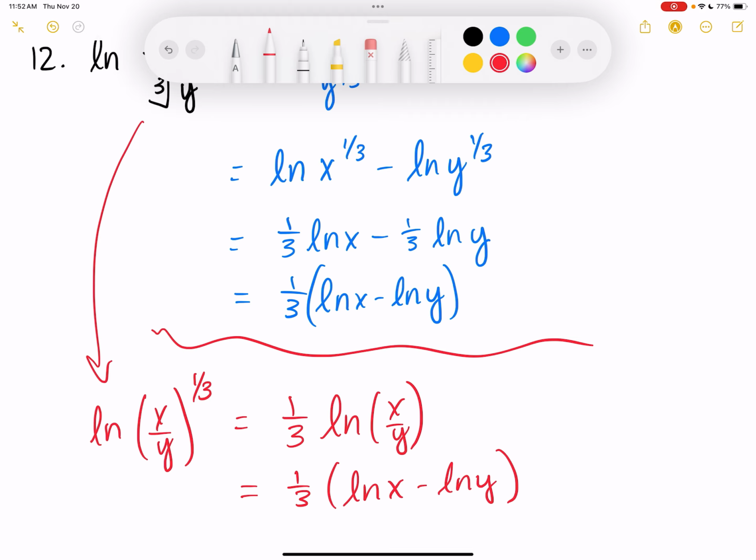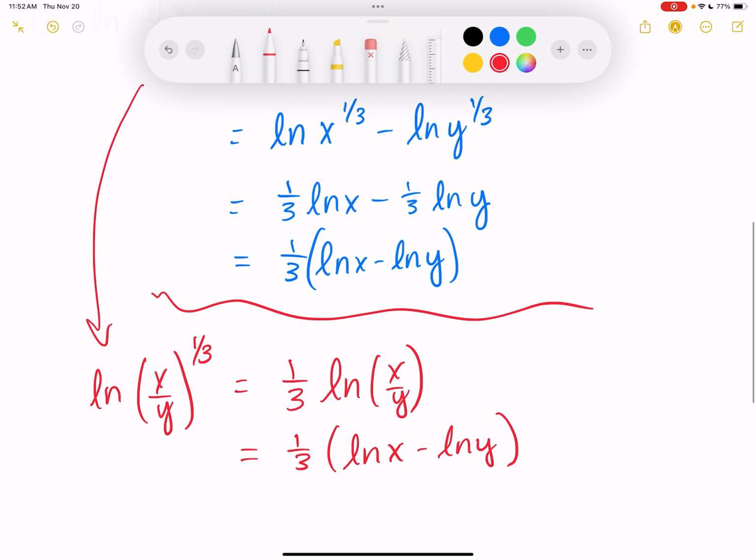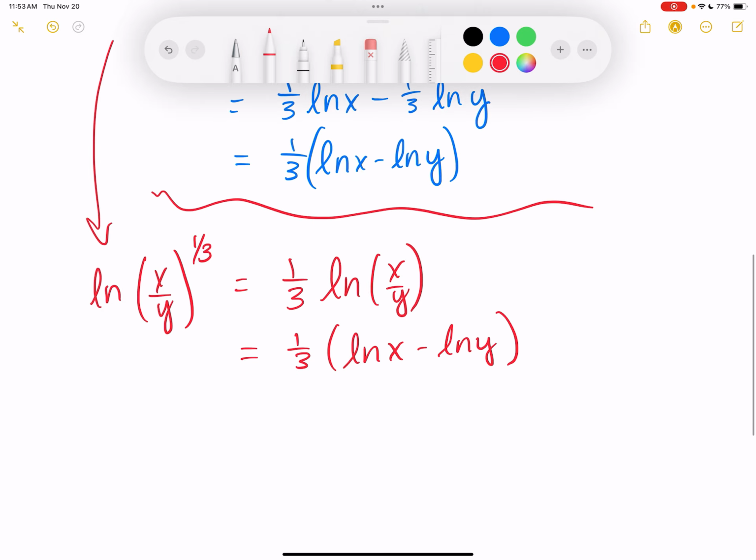Okay, so that's expanding the log. So that's when we're going from a single log to multiple logs. But we can also have the reverse where we're condensing the log down. And so it says assume x, y, and z are positive. Use properties of logs to write the expression as a single logarithm. So it's telling you we're going to have one only. So we're just working in reverse now.